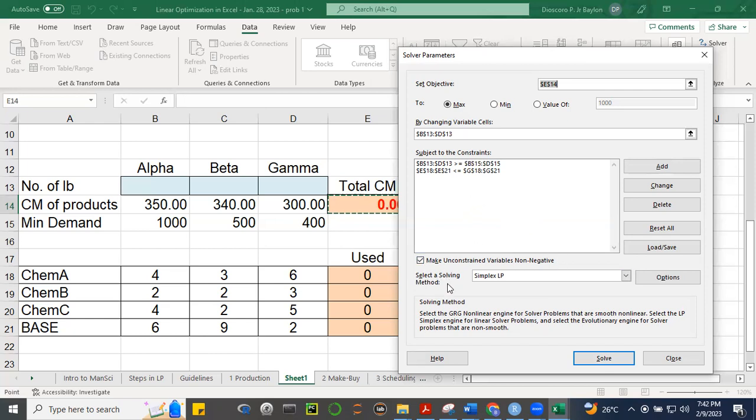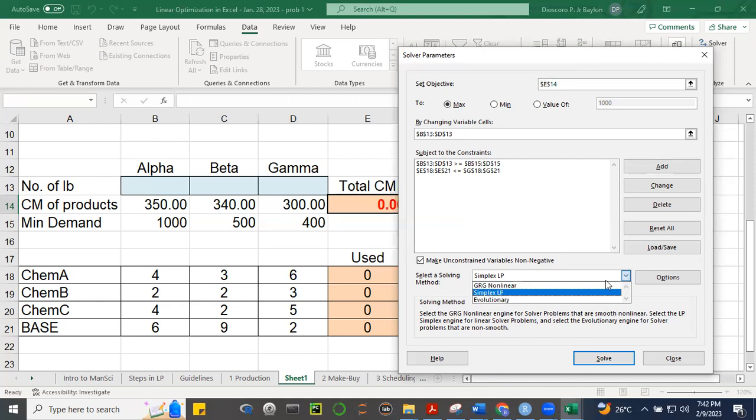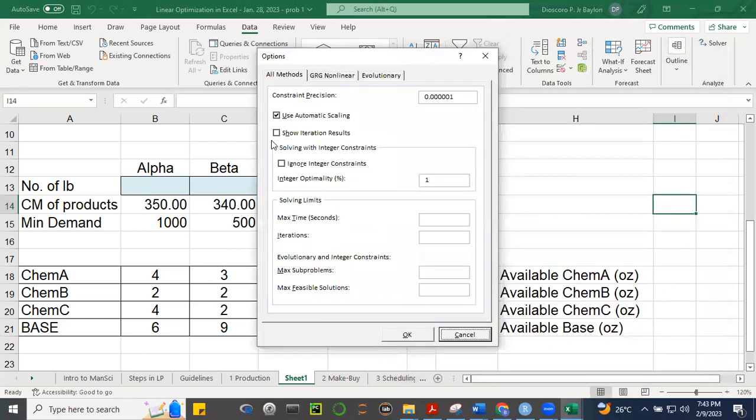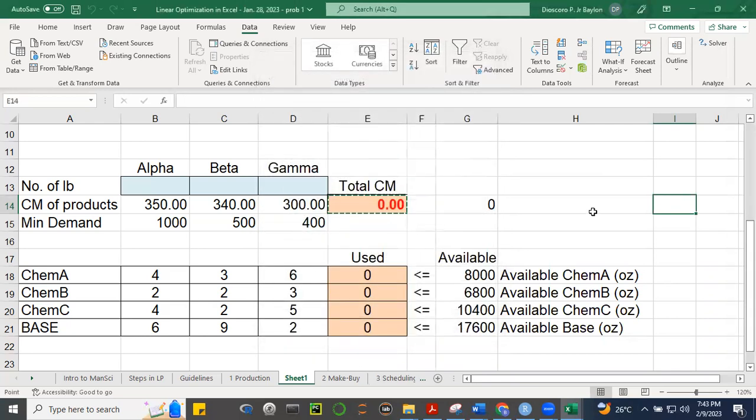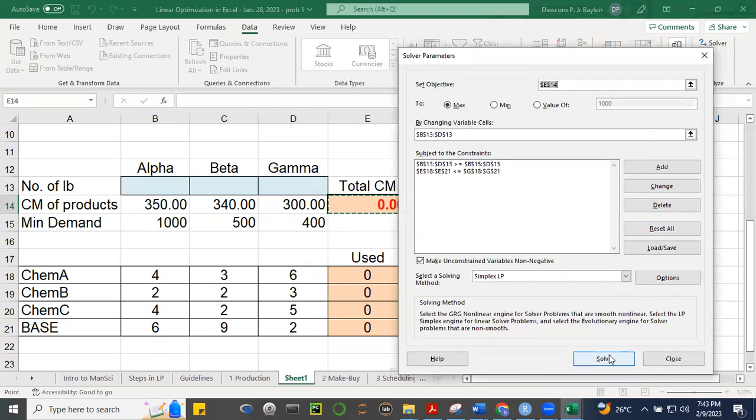Now here, select a solving method. You have your 3 methods: GRG Nonlinear, Simplex, and Evolutionary. For linear, it's usually Simplex LP. This is the simplest. And then once again, let me check options, show iteration results. I'm only going to click this now. In the next problems, I'm not going to click this anymore. I just want to show you something. All right. Okay, and then we solve this one. Solve.